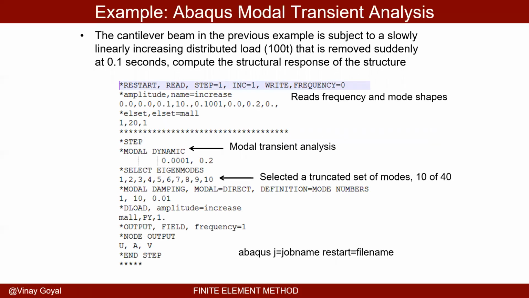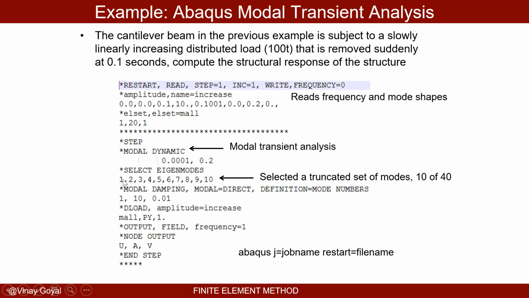How will you do this in Abaqus? So, in Abaqus, you'll have a restart read that's going to read the frequencies and mode shapes from the previous analysis. And we'll illustrate that in some examples on YouTube. You have the amplitude where you're going to provide the loading environment as a function of time. Here, you're going to call out the modal transient analysis procedure. Here, what we're saying is that we're going to go in time steps of 0.0001 up to 0.2 seconds.